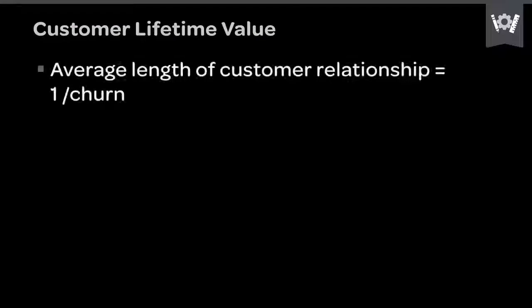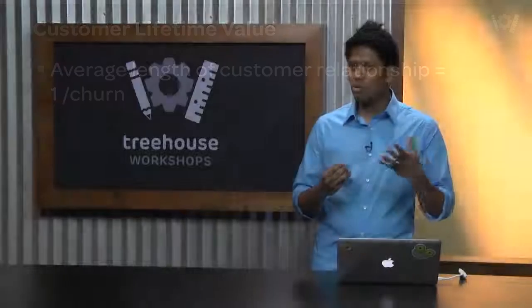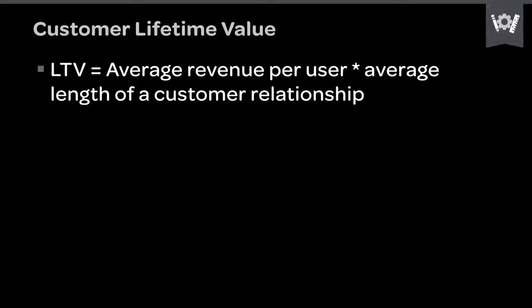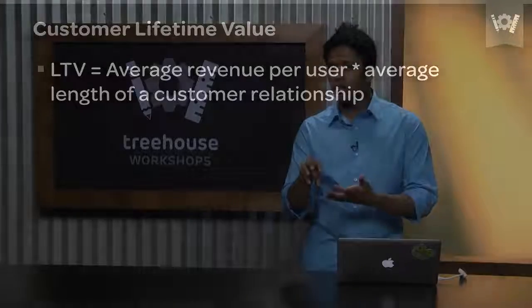To determine the average length of a customer relationship, you take the inverse of churn. So say our monthly churn rate is at 20%. We can use this to calculate the average time our customers stay with our service. So 1 divided by 20% is 5. Since we measure churn in months, this means the average length of a relationship is 5 months. And this is a simple calculation because the rate at which people are leaving us is churn. The inverse of that will give us the people that we retain.